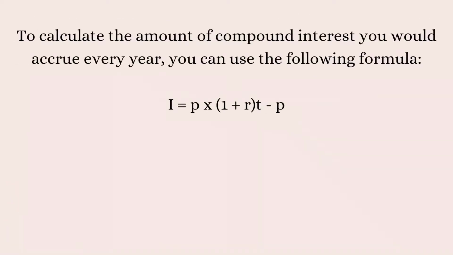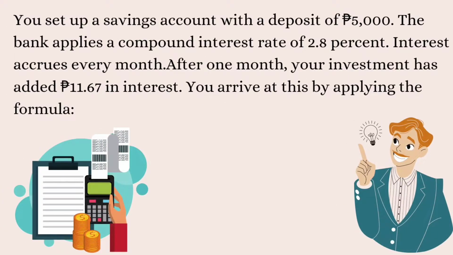Calculate the amount of compound interest you would accrue every year. You can use the following formula. For example, you set up a savings account with a deposit of 5,000 pesos. The bank applies a compound interest rate of 2.8%. Interest accrues every month. After 1 month, your investment has added 11.67 in interest.